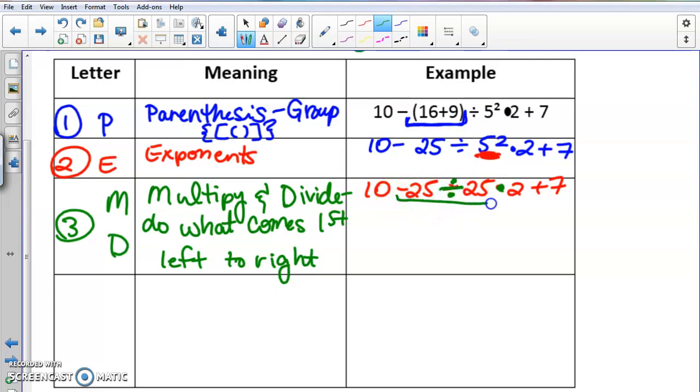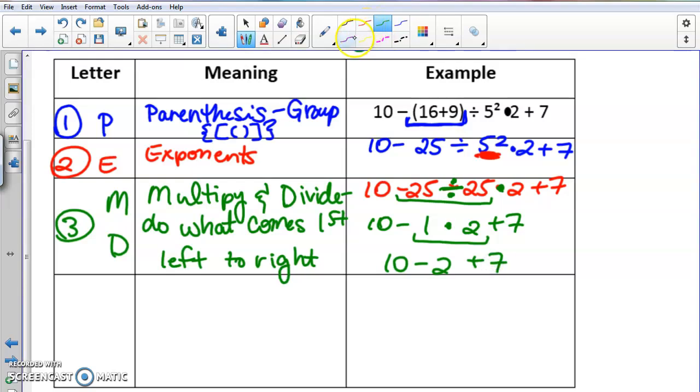So we're going to do 25 divided by 25. So we're going to drop down 10 minus 25 divided by 25 is 1. We drop down our times 2 plus 7. And we're still not done with step 3 because we still have a multiplication symbol, so we got to do that part next. So we're going to do our 1 times 2. So we're going to get 10 minus 1 times 2 is 2 plus 7.